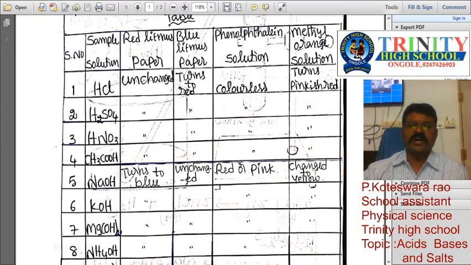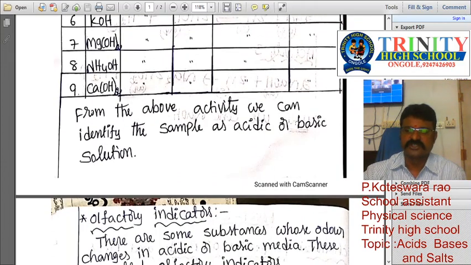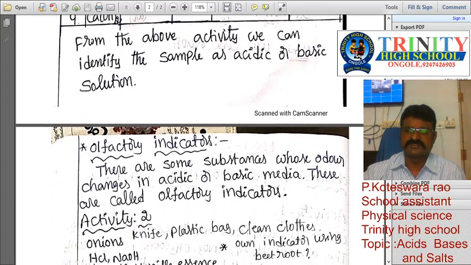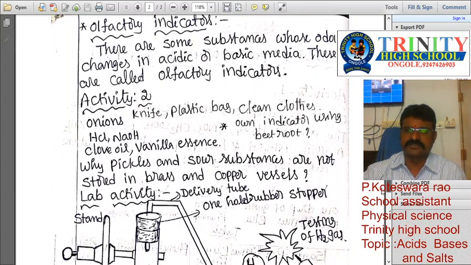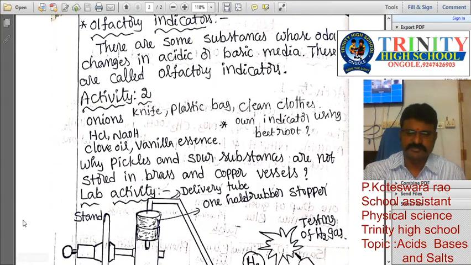Okay. So all of you understood about this activity 1. This activity 1 mainly explains how to find whether the given solution is acidic or basic in nature. If you understood, we want to continue to our next concept. What is our next concept? The next concept is olfactory indicators.